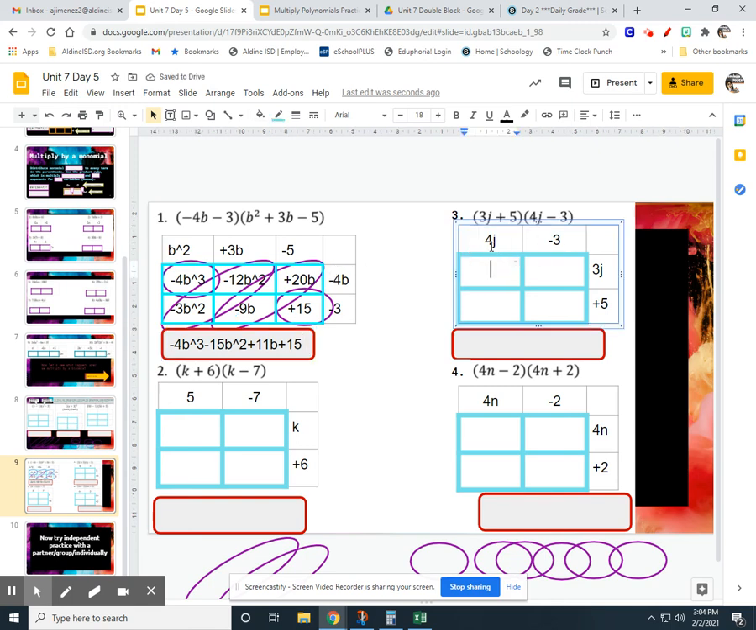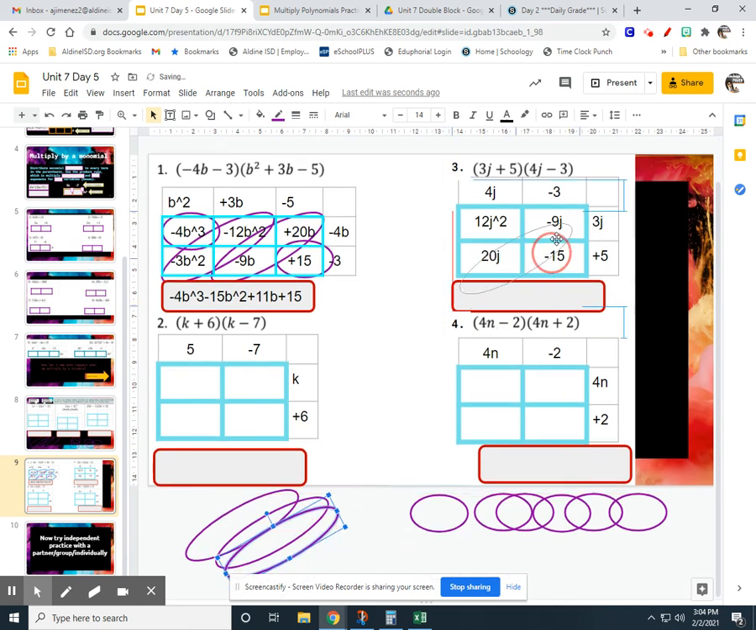All right, this one right here, 4 times 3 is 12. J, you add the exponents, and I get 2. Negative 3 times 3 is negative 9. You bring over the j because there's no other j to multiply by. 5 times 4 is 20. Bring over the j because the 5 doesn't have a j. Negative 3 times 5 is negative 15. I bring over this because the 20 and the negative 9 both have a j.